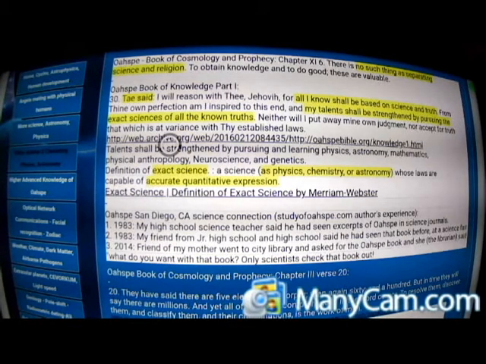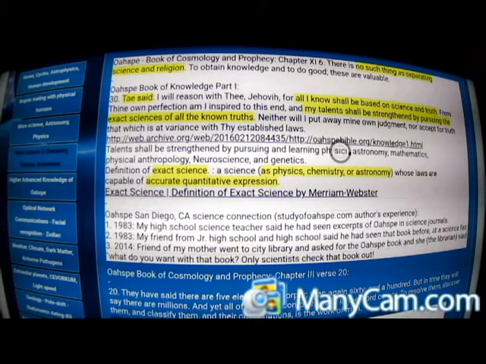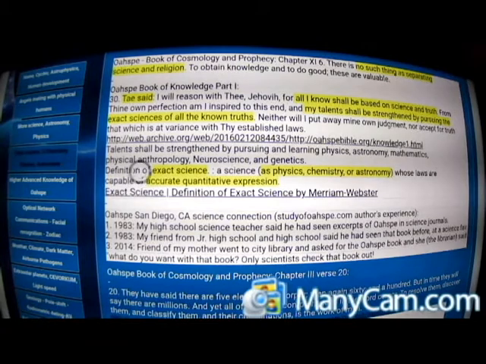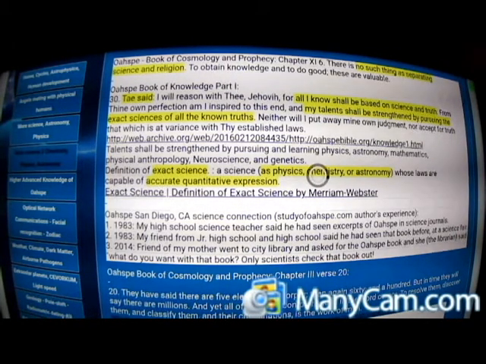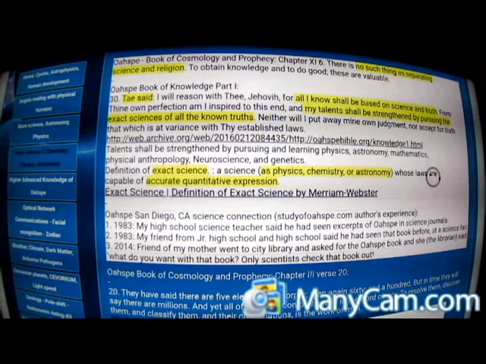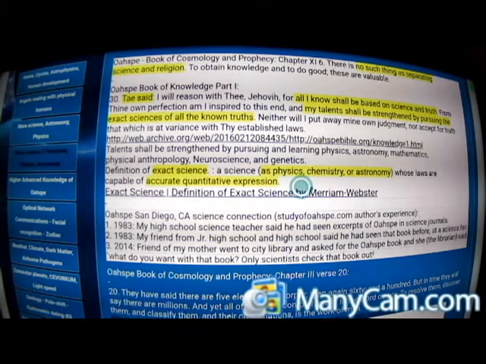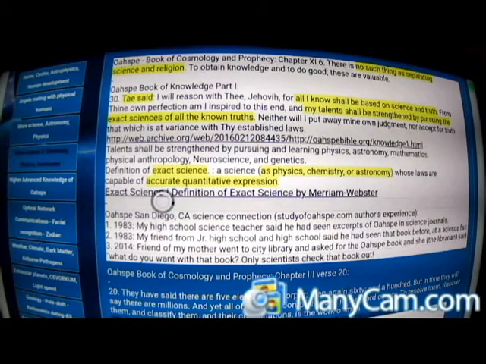Talents shall be strengthened by pursuing and learning physics, astronomy, mathematics, physical anthropology, neuroscience, and genetics. Definition of exact science: a science, as physics, chemistry, or astronomy, whose laws are capable of accurate quantitative expression. And that is from the Exact Science definition by Merriam-Webster.